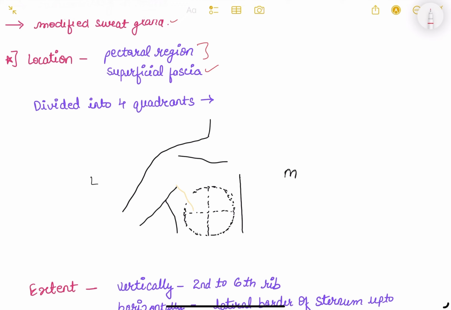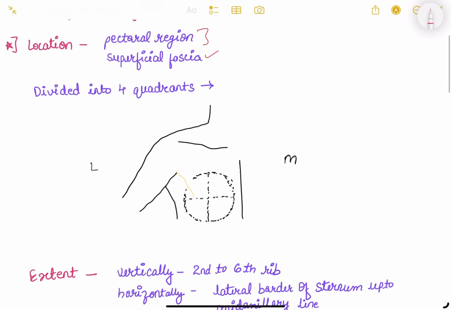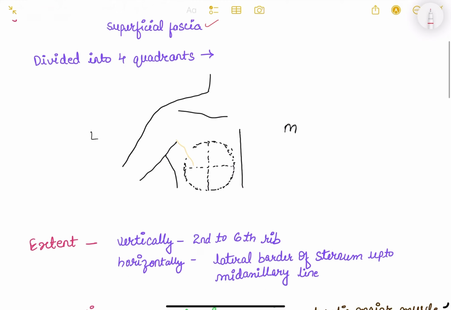The mammary gland is divided into 4 quadrants. Let us see the division. So this is the upper part and lower part, medial and lateral side. Therefore, you have to name it accordingly. So this quadrant is going to be upper medial. This one is going to be upper lateral. This will be lower lateral and this will be lower medial.